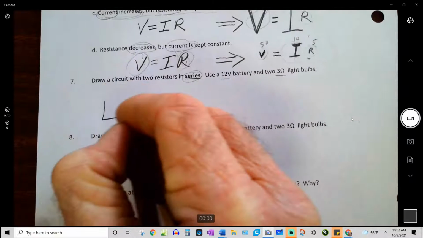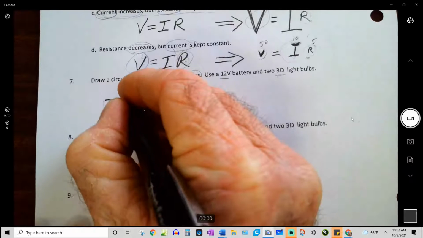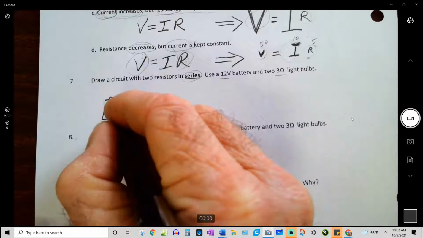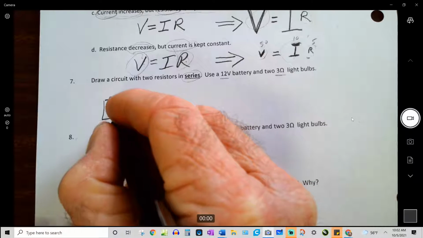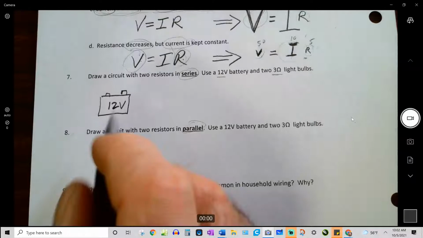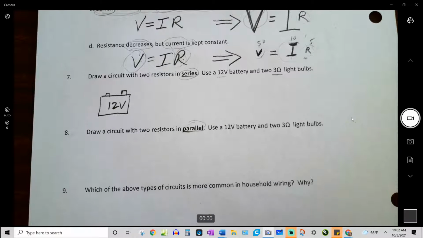So draw your battery like this. Make a big electrode and a little electrode. Although a 12-volt battery usually has 2 electrodes the same size. The other class couldn't answer this, but what common device uses a 12-volt battery? Where do you see 12-volt batteries in the world? In a car. Very good.